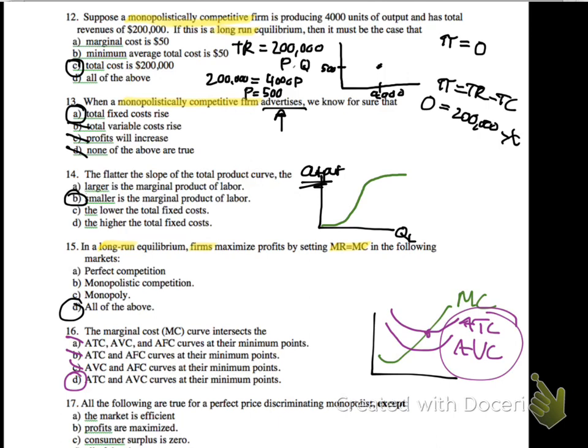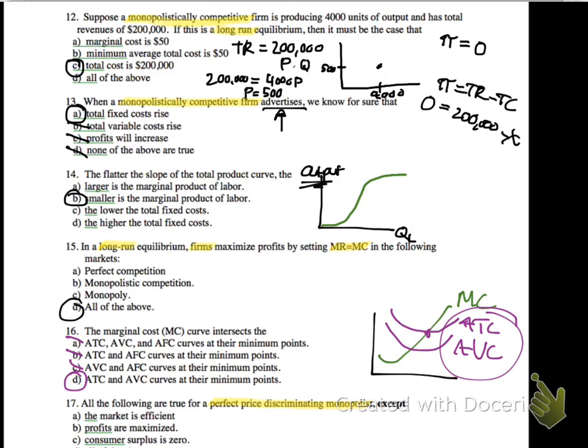Now we have this one here. Which of the following are true about price discriminating monopolists? So price discriminating, think of it as airplane tickets. If you buy your ticket super early in advance, you will get a very cheap ticket, but if you need to leave the next day, it'll be super expensive. So that's perfect price discriminating.